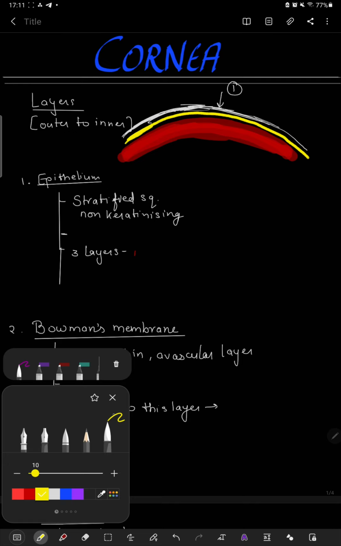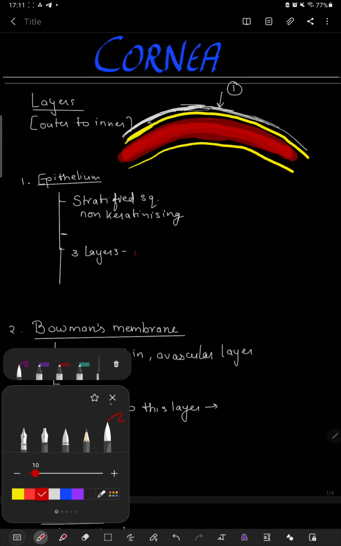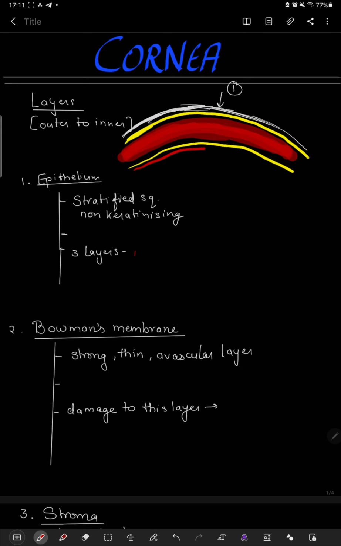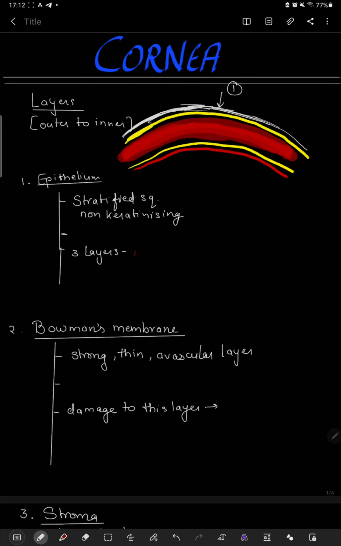Okay, let's make it with this only. So suppose this is the Dua's layer. Then comes Descemet's layer. Then comes the endothelium, the innermost endothelium. So outermost is epithelium. This is the Bowman's layer. The thickest is the stroma. Then it is the pre-Descemet's or Dua's layer. Then the Descemet's layer, and the innermost is the endothelium.